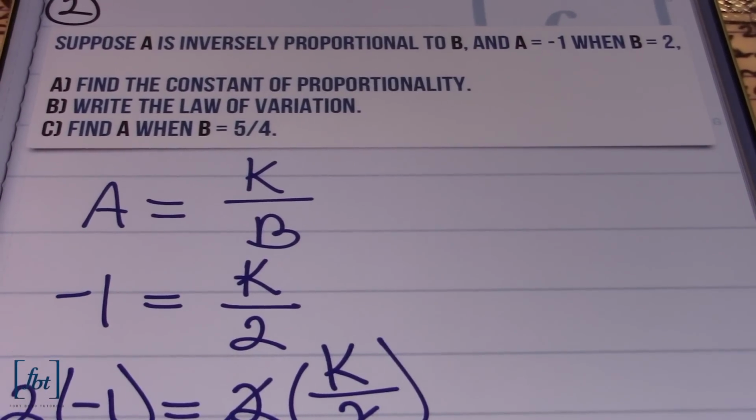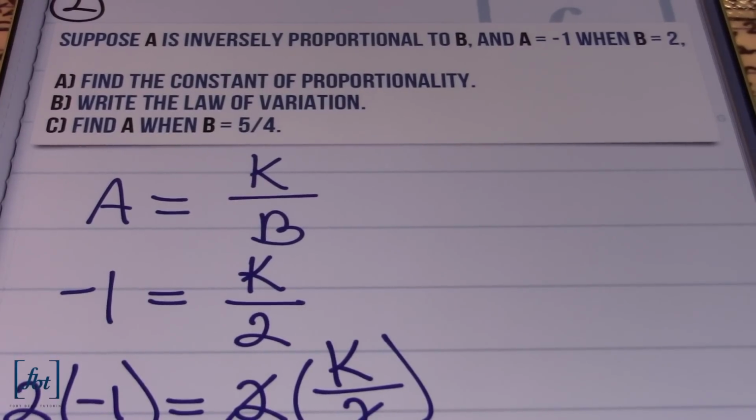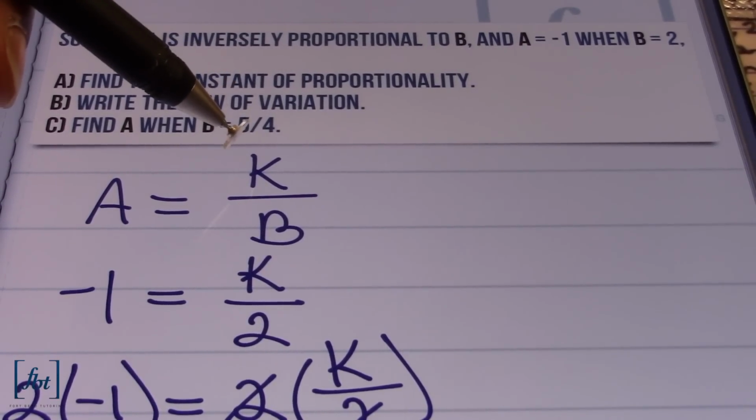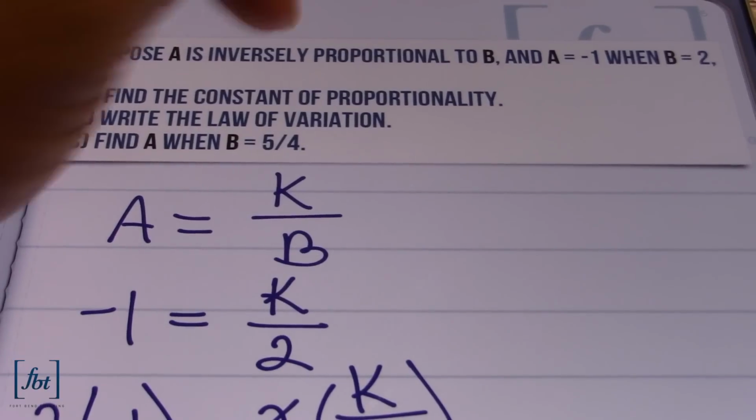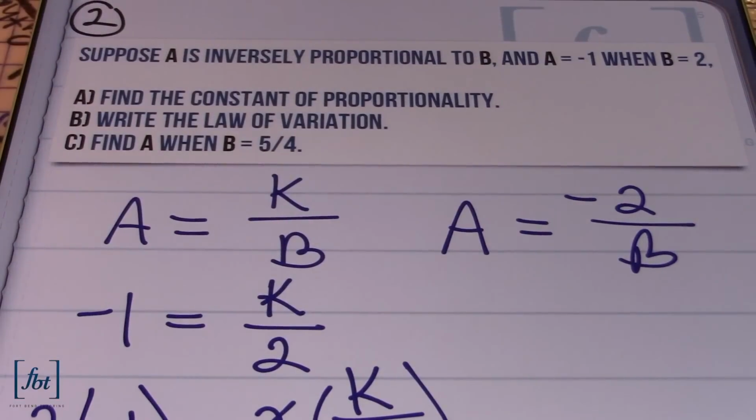All right, so here we go. Part B says to write the law of variation. In order to write the law of variation, all you have to do is replace your value of K in your setup. So we're going to write our variation equation as A equals -2 divided by B.